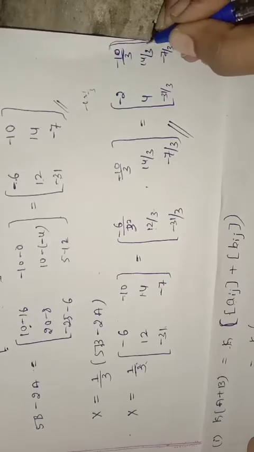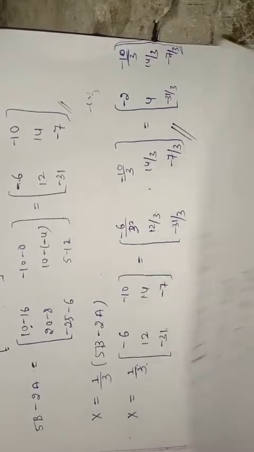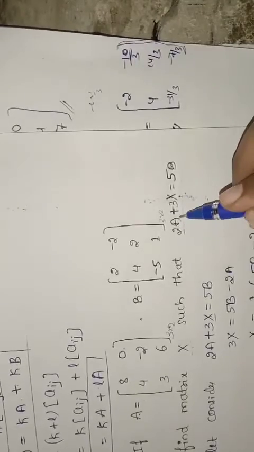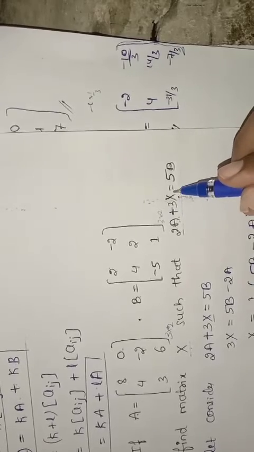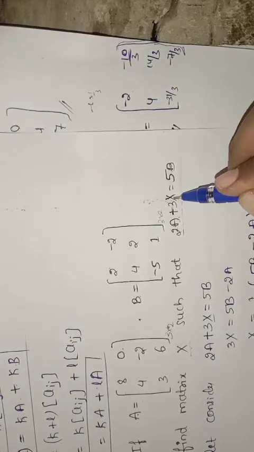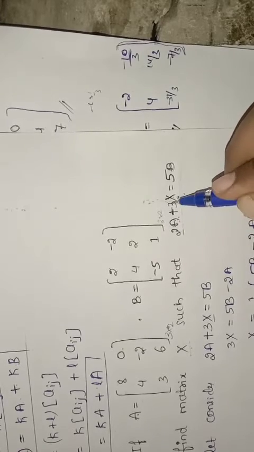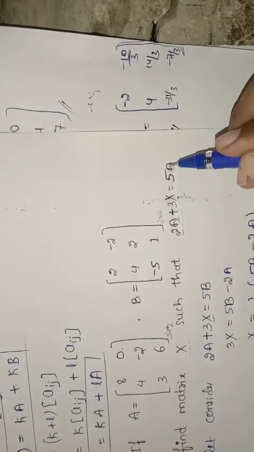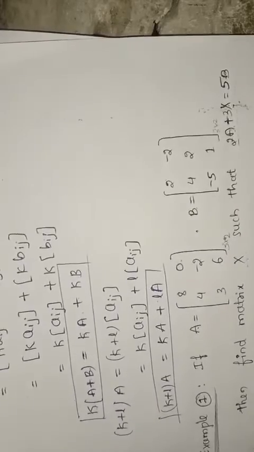So this is the X matrix. If you put X here, that is 2a plus 3x is equal to 5b. So here, if you put the X matrix, 2 into a plus 3 into this matrix will give you 5 into b. Okay, I hope you understood this question.